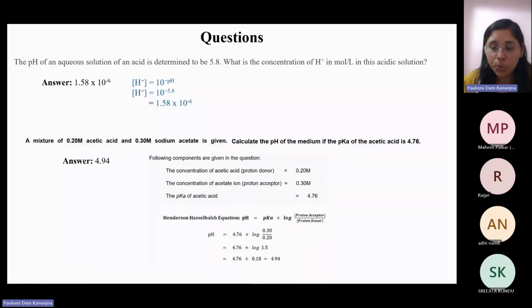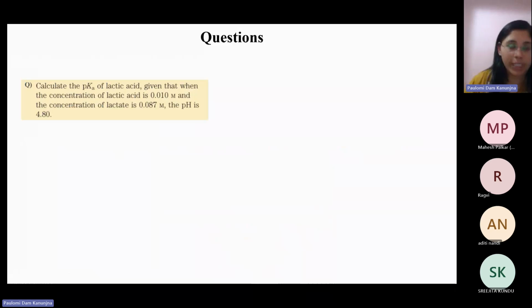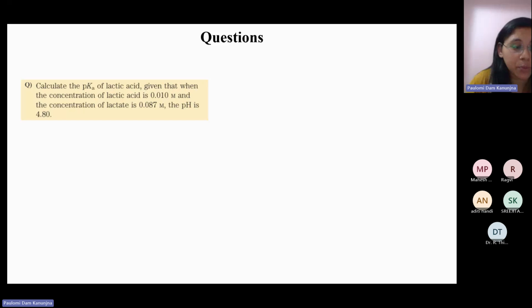Okay. Let's do more of these types of questions so that it becomes easier. All right. Third question here. Calculate the pKa of lactic acid given that the concentration of lactic acid is 0.010 molar and the concentration of lactate, remember the terms lactic acid, lactate, try to identify which one is proton acceptor here and proton donor here, the lactate is 0.087, and the pH is 4.8. So basically it's the same question, but this time you have to find the pKa value.